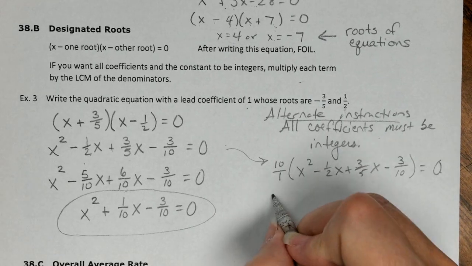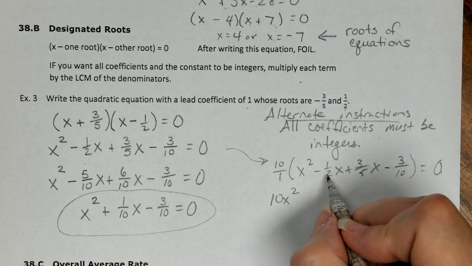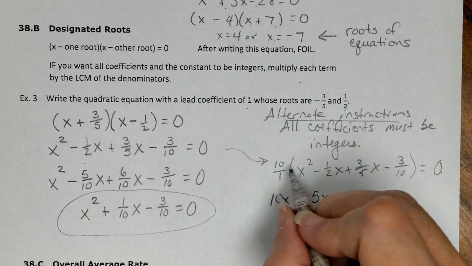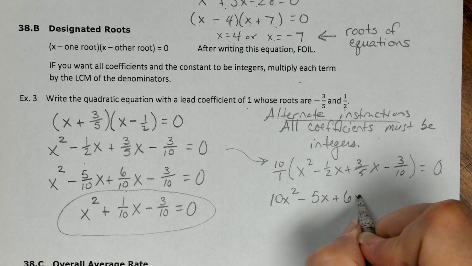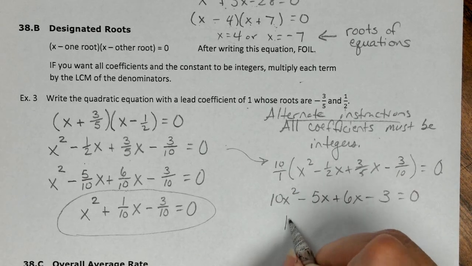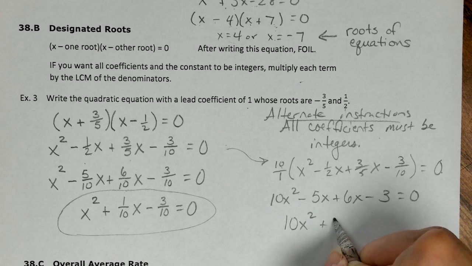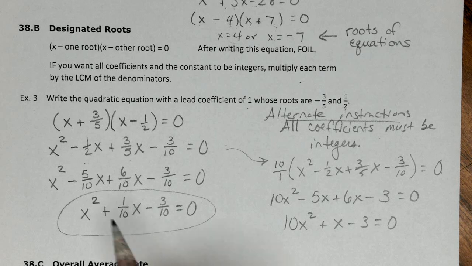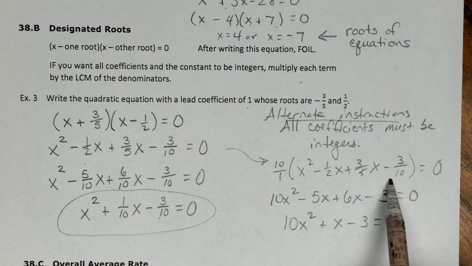So 10x squared. Half of 10 is 5, so minus 5x. 5 into that's 2, so plus 6x. 10's cancel, minus 3. So then we would have 10x squared plus x minus 3 equals 0. That would have been our answer, which is what we get if we take 10 times everything here. It's just that would have been easier for you.